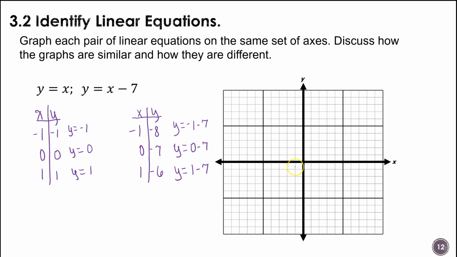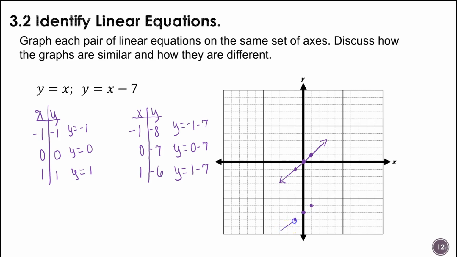So let's look at these points. -1, -1, 0, 0, 1, 1. So there's one line. And then on the second equation, at -1, I'm down here at -8. Whoops, I accidentally put that one there. And then at 0, I'm at -7. At 1, I'm at -6. So you can see that for the second equation, it's 7 places below the other equation if you look at it point by point.